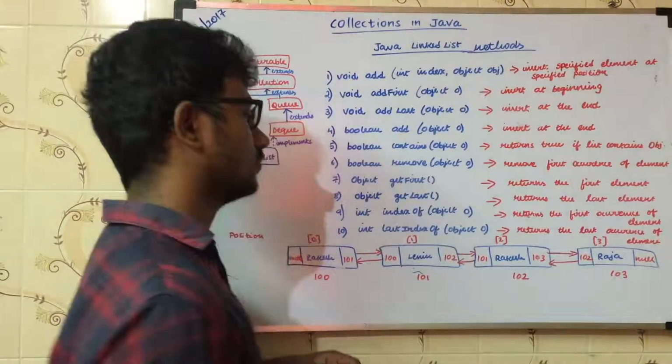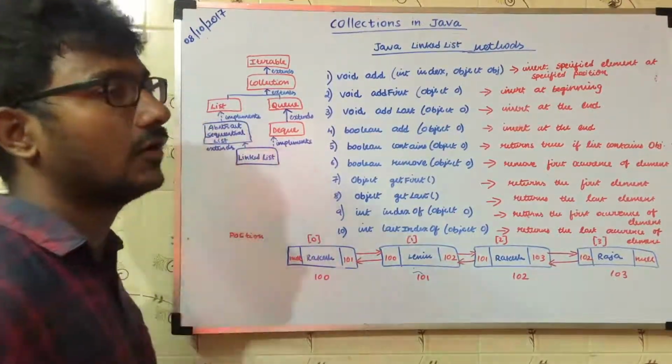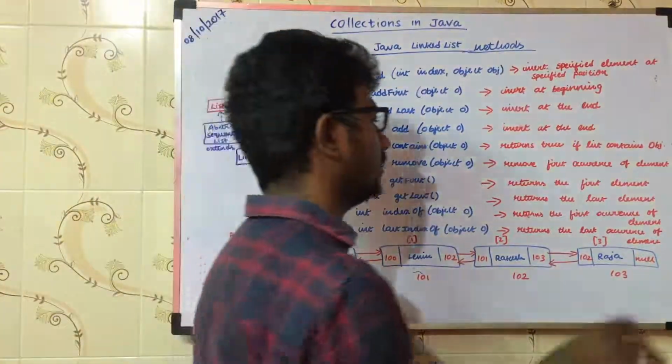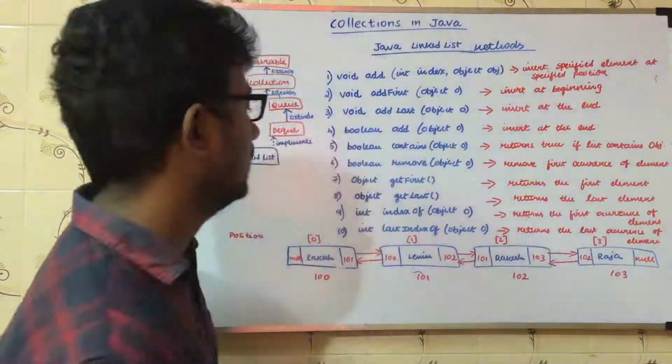Get first. What it does is it will return the first node data or first node object. Get last. What it does is it will try to return the last node object.